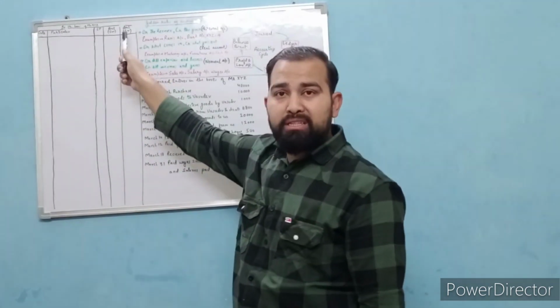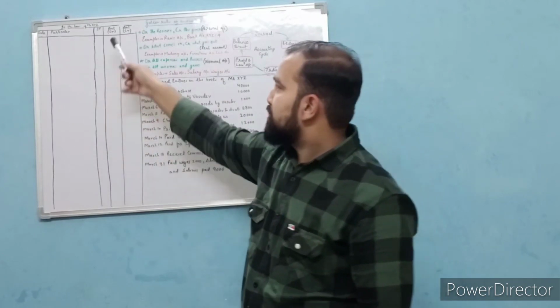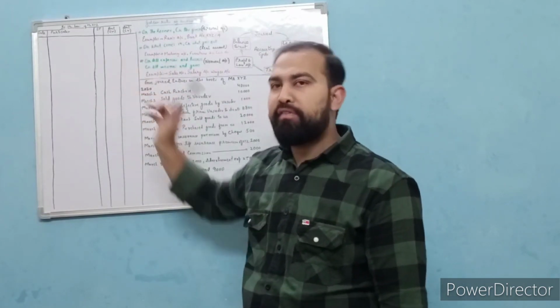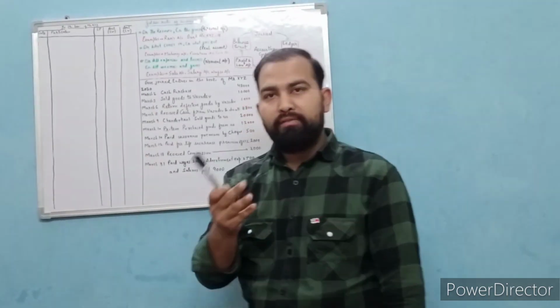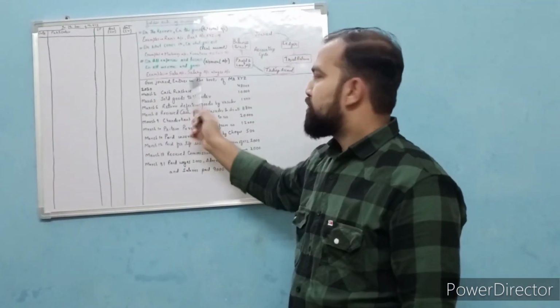On both the sides it is written amount. First is amount debit side and amount credit side. What are debit and credit side, we will get to know in the question. Well, let's start with the first question.